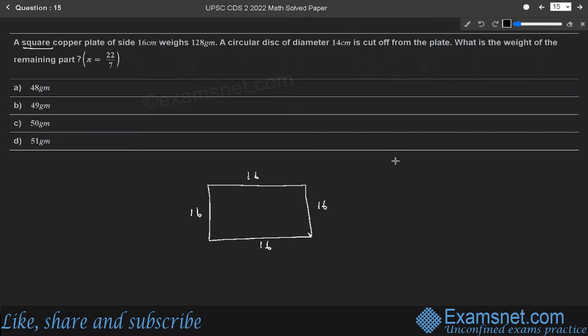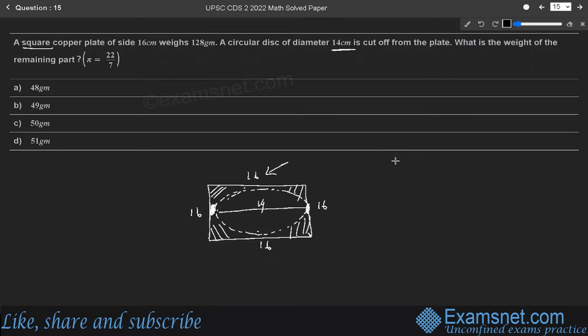And a circular disc of diameter 14 centimeter is cut off from the plate. Means a circle is cut off from the square. So it will be somehow this way. Now it looks in the shape of an oval, but consider this as a circle. So the diameter of the circle is given, which is 14. Now you can see that this is 16, but the diameter is 14. Means some portion will be remaining here. Now we have to find the weight of the remaining part. See, the remaining part is this.